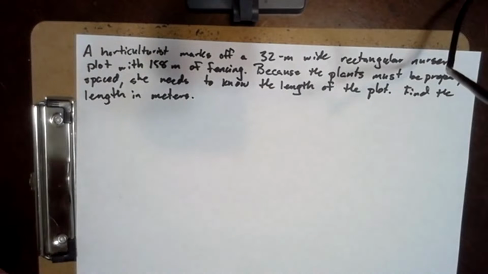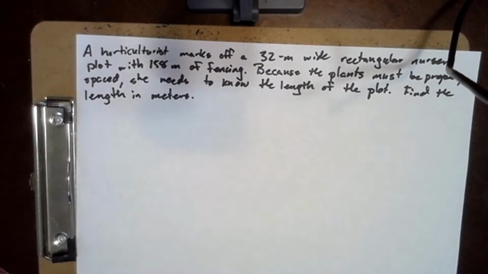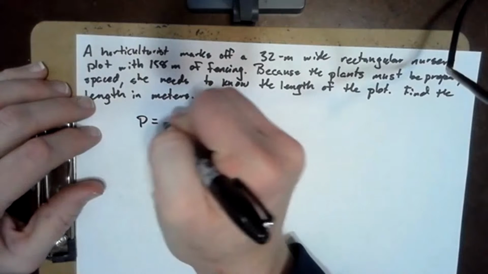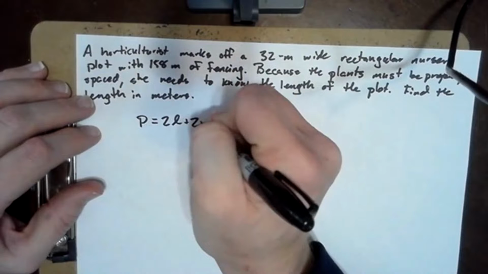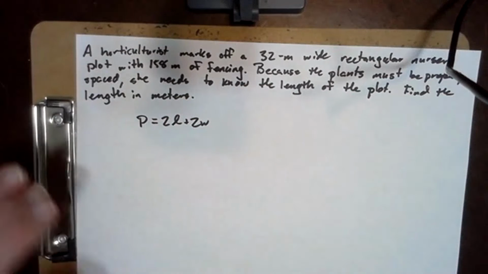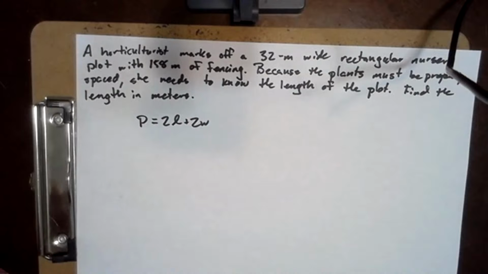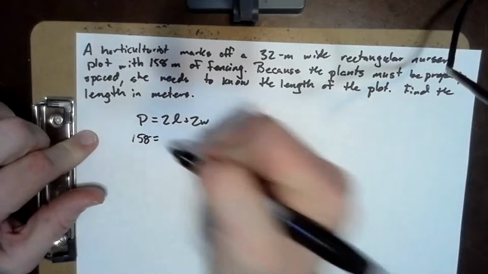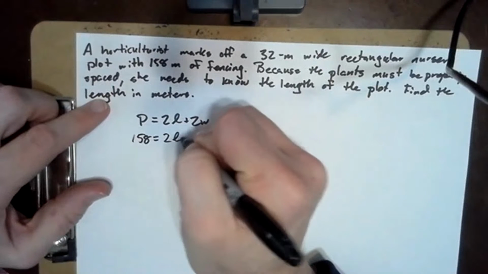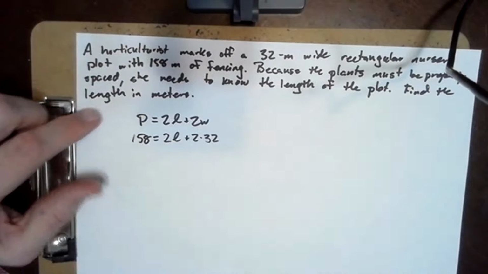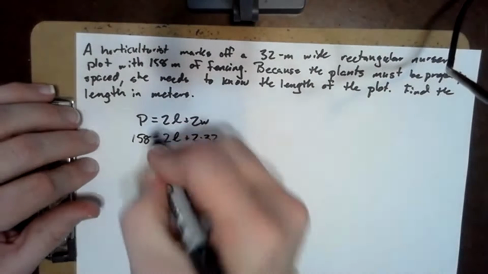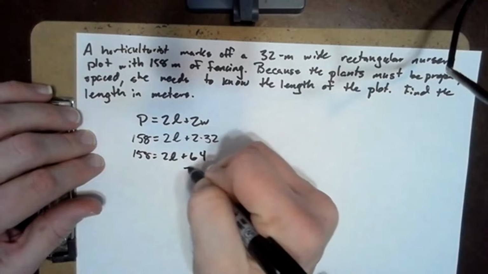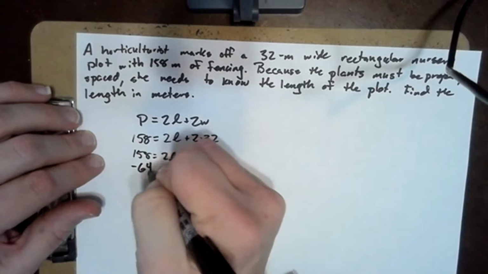Well, we know that the equation for the perimeter of a rectangle is P equals 2L plus 2W, where L is the length and W is the width. We know that the perimeter is 158 meters, and the width is 32 meters. So using this, we can solve for L. 158 equals 2L plus 64. I subtract 64 from each side of the equation.